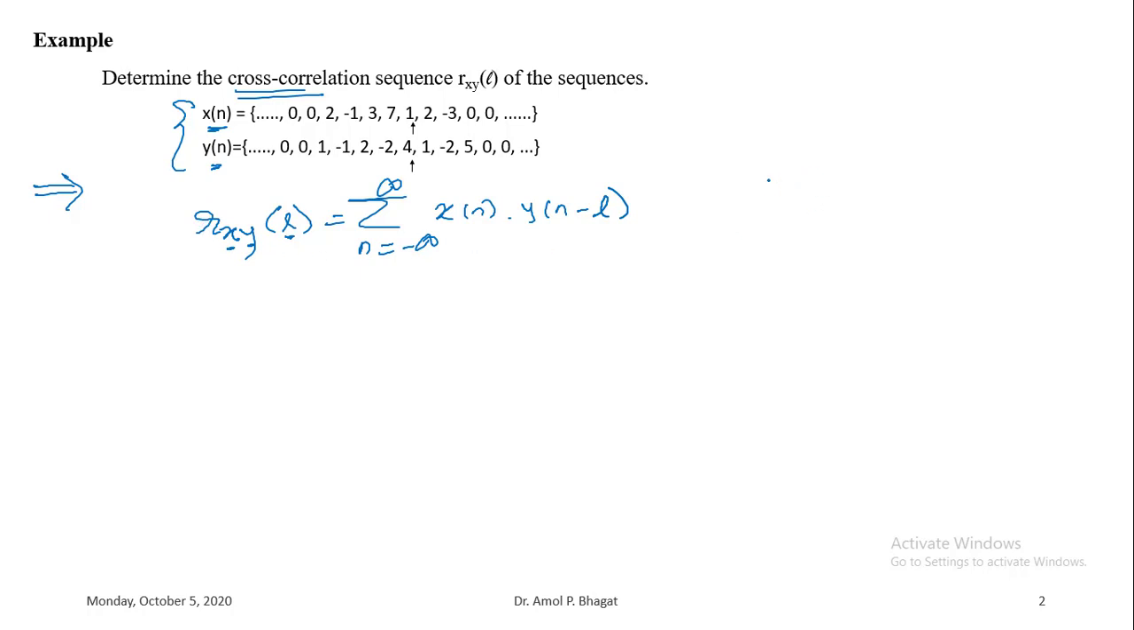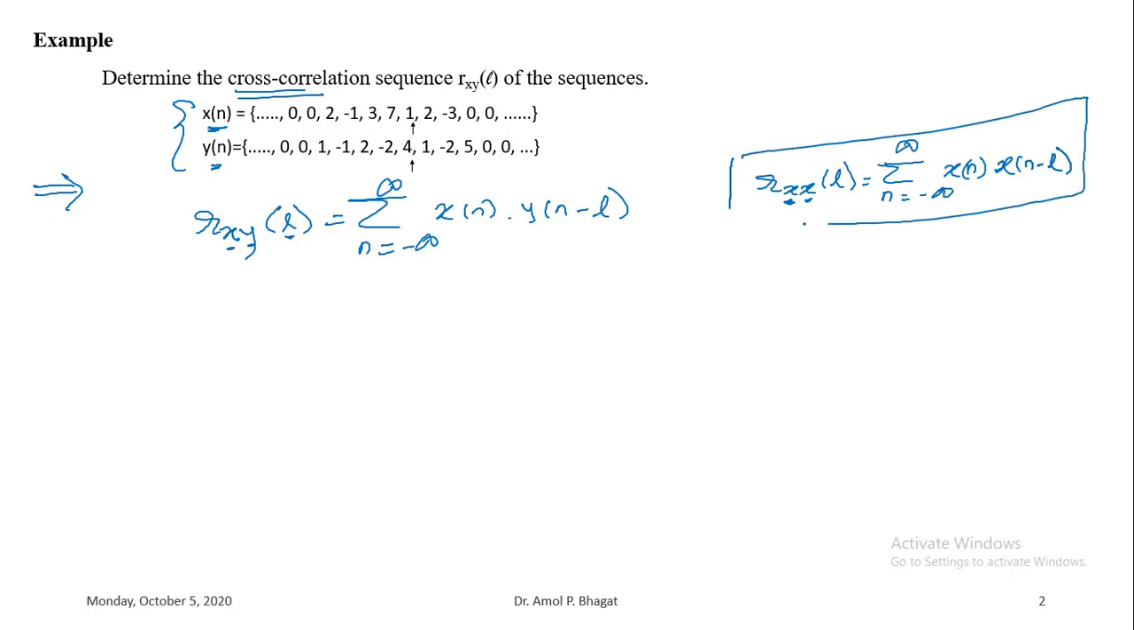In case of autocorrelation, you are correlating the same sequence with itself. That means only one sequence will be given, and you are identifying the correlation of the same sequence with itself. The formula for that is rxx of l is equal to summation n equals minus infinity to infinity x of n into x of n minus l. These things we have already discussed. This was the formula for autocorrelation, and in this problem we have to use the cross correlation formula.